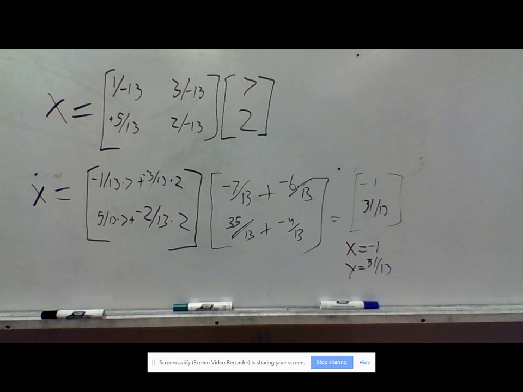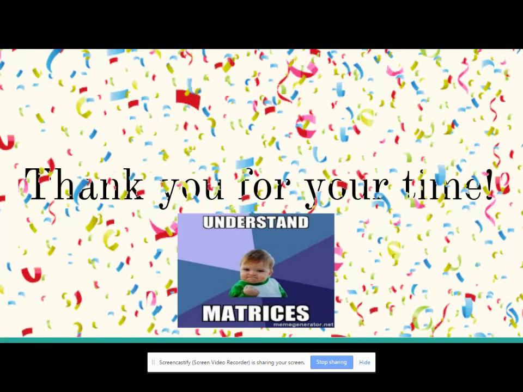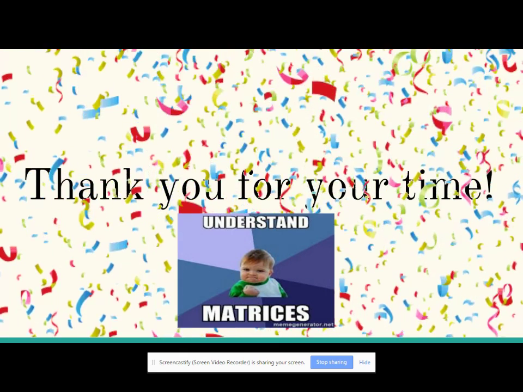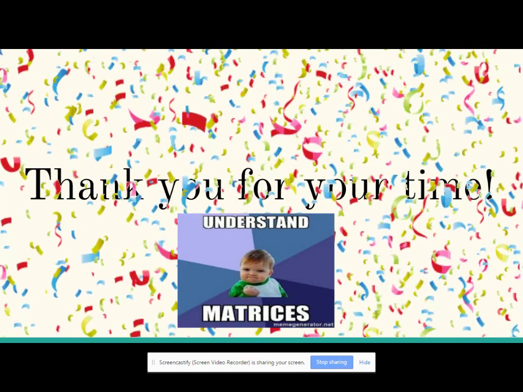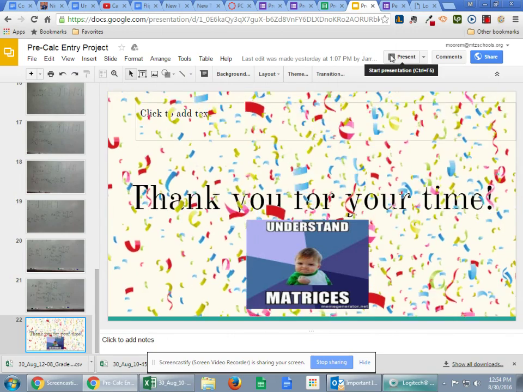So the top left will end up being -7/13, and you'll add that to the top right, which is 3/13 times 2, which will end up as -6/13. You'll do the same thing for the bottom row, which will end up being 35/13 plus -4/13. And then you'll get your answer over here when you add those up, and that'll be -1 and 31/13. And since it's set up in an XY matrix, your X is -1 and your Y is 31/13, and that is functions with matrices. And now you understand all about matrices. All right.